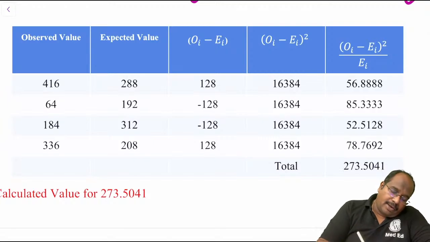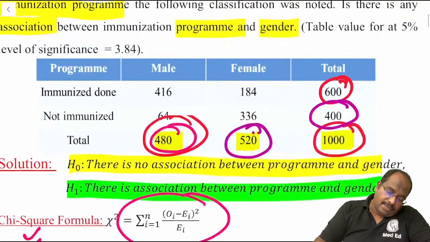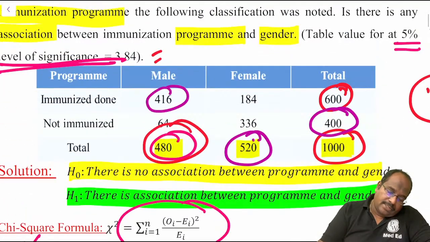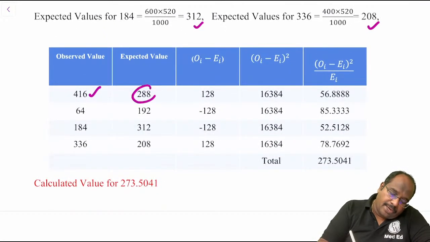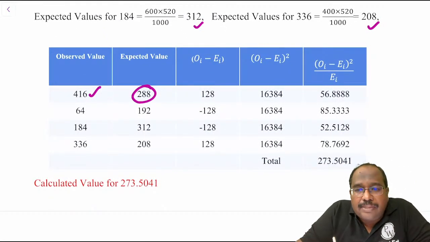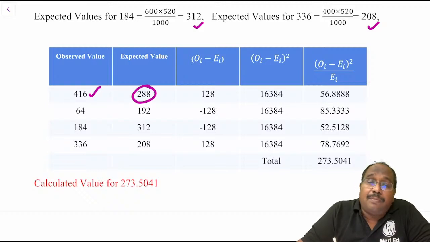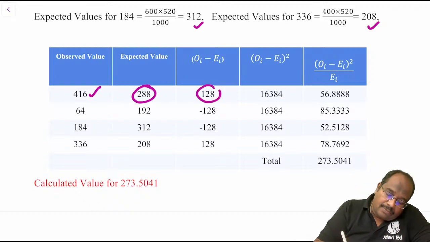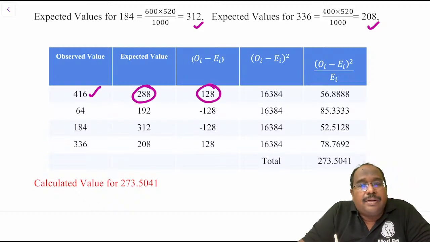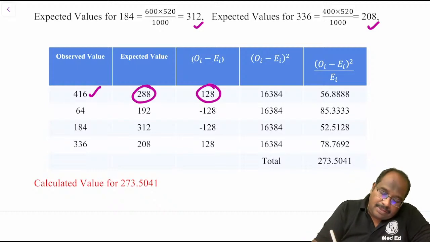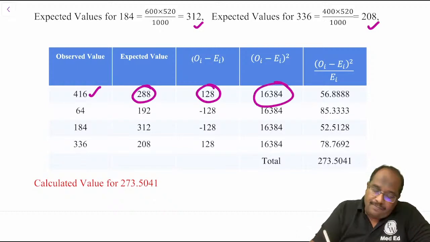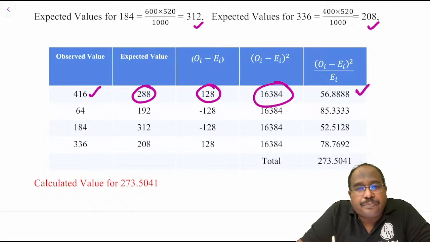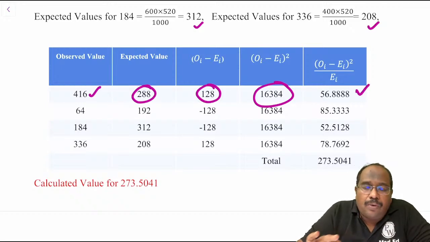Okay, observed value 416. For that we have calculated expected value is 288. What is the formula I said? Observed value minus expected value. We have subtracted it, then squared it, guys. Then we have divided by the expected value. For every row you are going to do it.